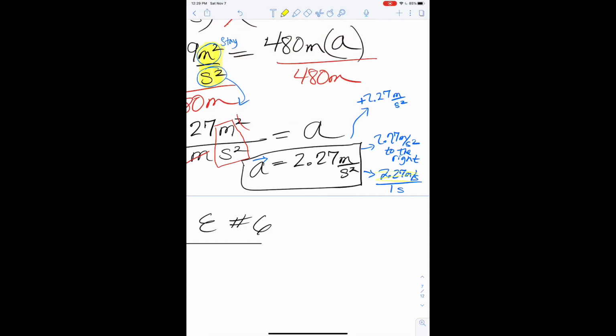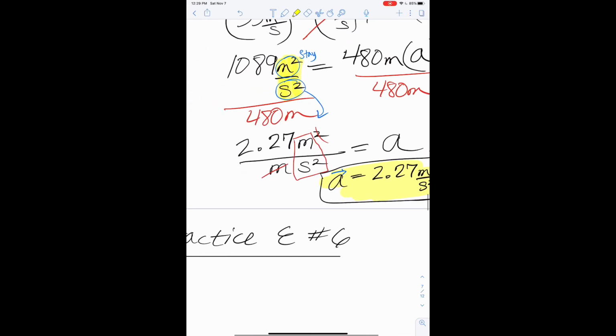Oh, dang. I was trying to highlight, and I end up grabbing the yellow marker instead. So all of these are the same thing. Okay. All right, good. Let's do one more. Practice E number 6.